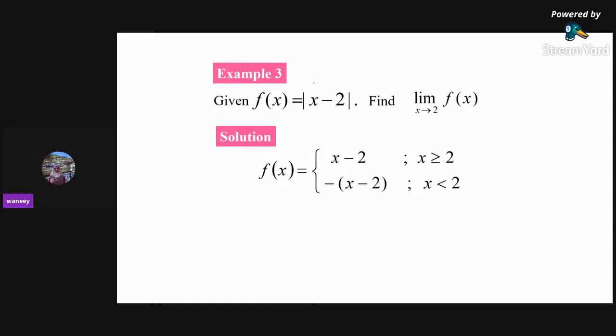So in case you are wondering why we have two different functions, the graph for an absolute value looks like a V.